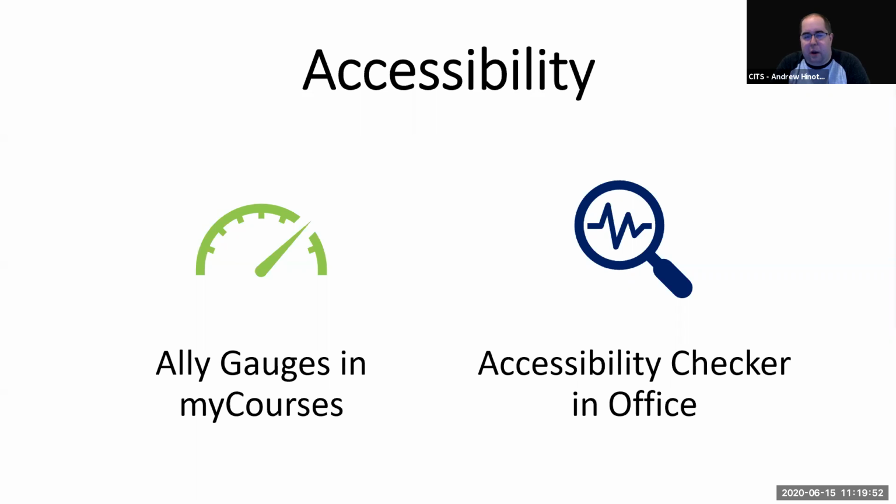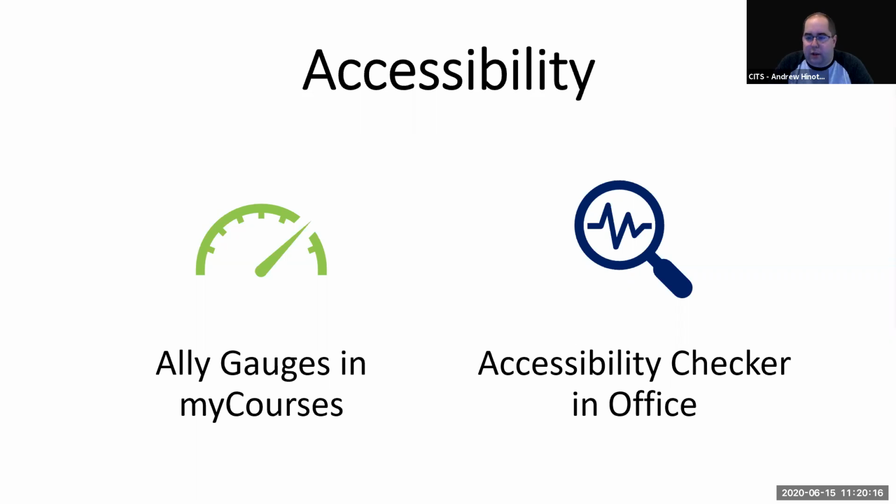But you may notice when you upload files into My Courses or embed an image, you see these little gauges, like a little gas gauge. And these are an accessibility indicator. It's not a perfect measurement, but it can help you identify some potential accessibility concerns within a document or a file. We'll talk about that a little bit more in a second.